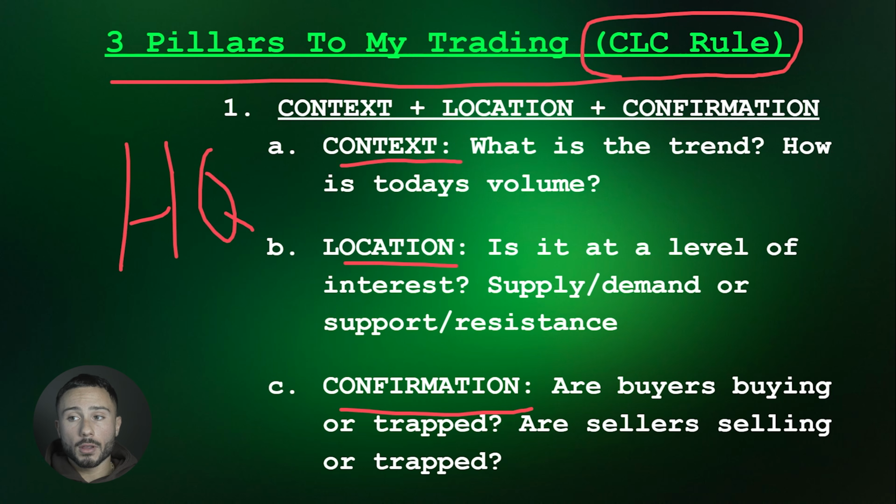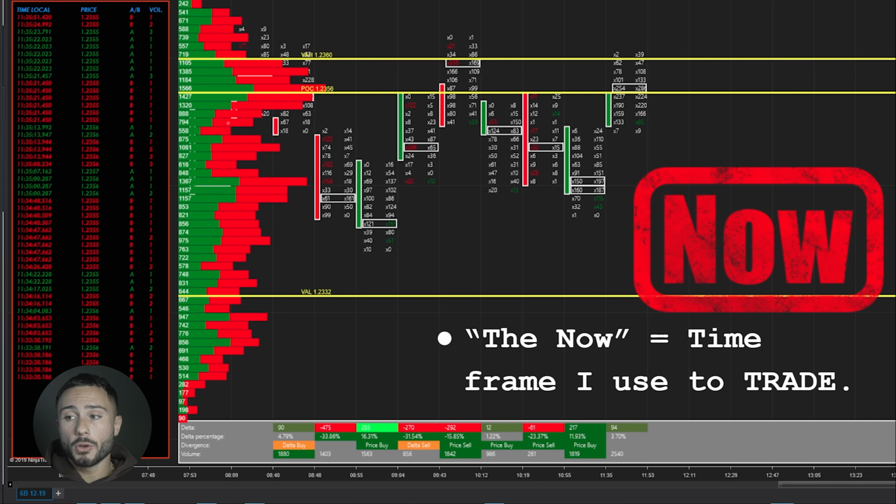When the 3 pillars align, when the context makes sense, when the volume is strong, when it's at an important location of interest, supply, demand, support, resistance, and then I get valid confirmation, this is when I get my CLC rule in effect, and I get very high quality trading setups because of that. And the only way to do this is focus in the now and focus in the present moment.